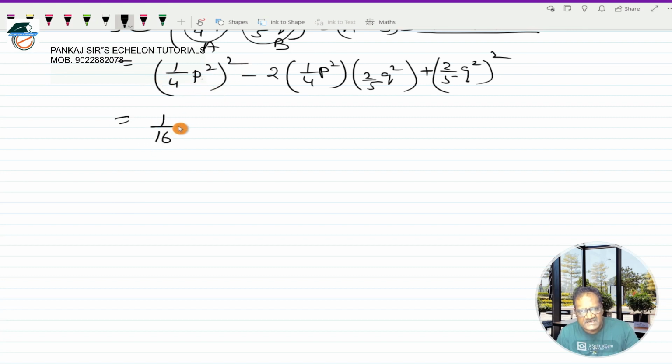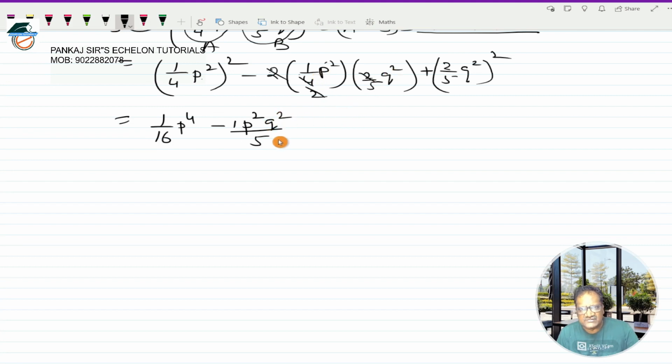P square ka square will be p raised to 4. And this, let us see what we land up with. This is 2, 4, so this will cut. And this 2 will also cut. So you are left with 1 square, I mean 1 and then p square. So basically you are left here with p square. And here you are left with 5 in the bottom. Okay, so I'll take that 5 over here, and then there's a q square, isn't it?